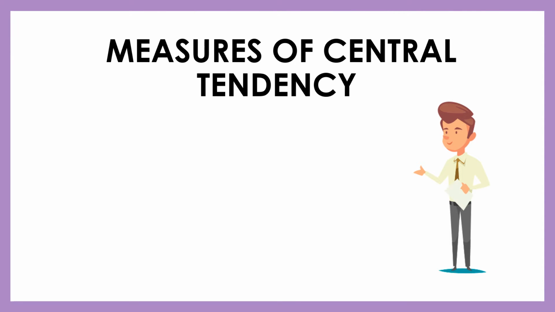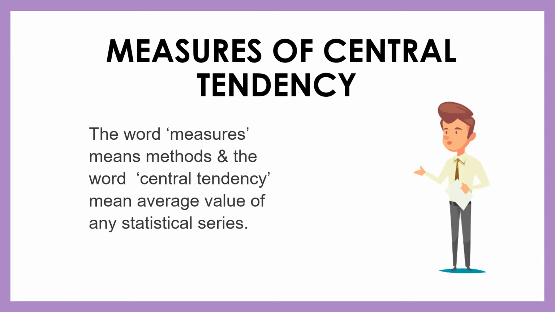Measures of central tendency. The word measure means method and central tendency means average value of a statistical series. Thus, the combined term measures of central tendency means the method of finding out central values or average values of a statistical series or any series of quantitative information.